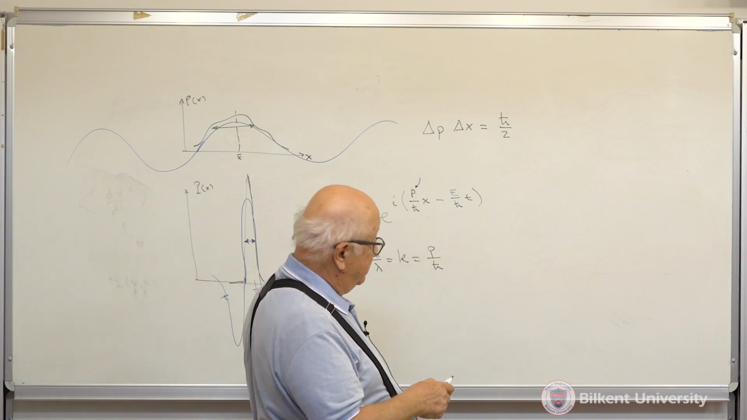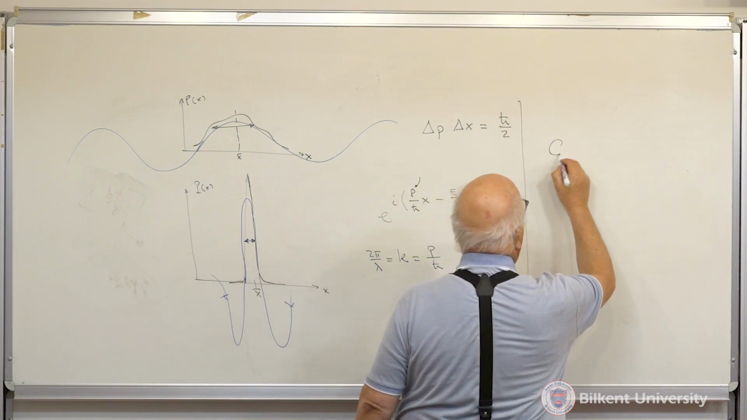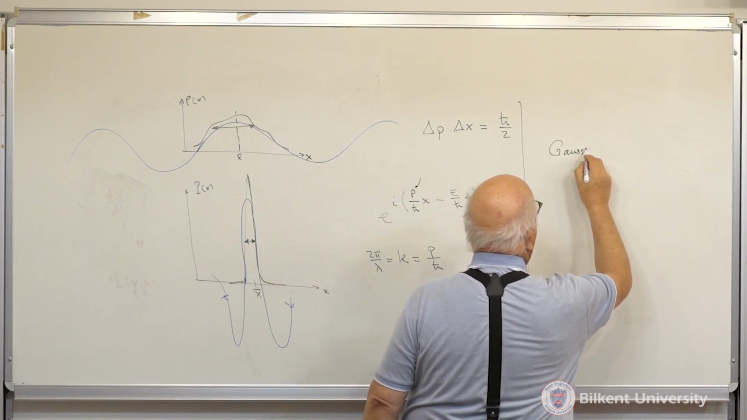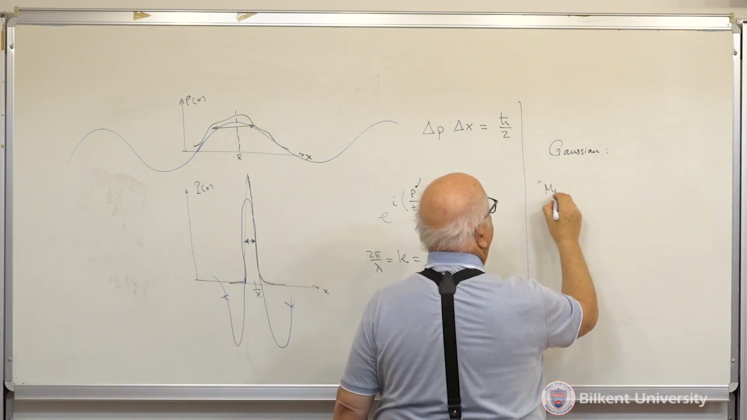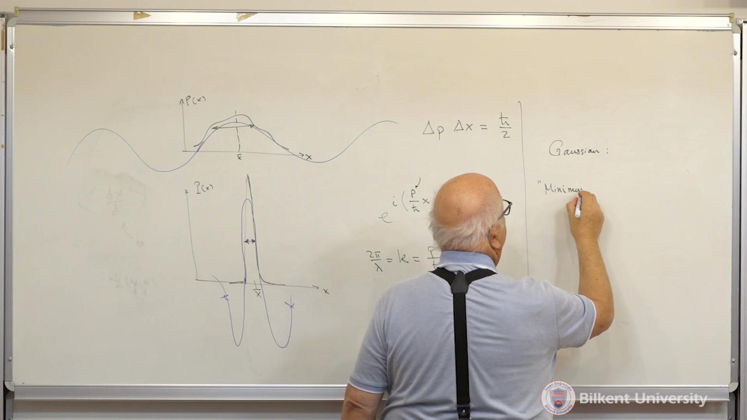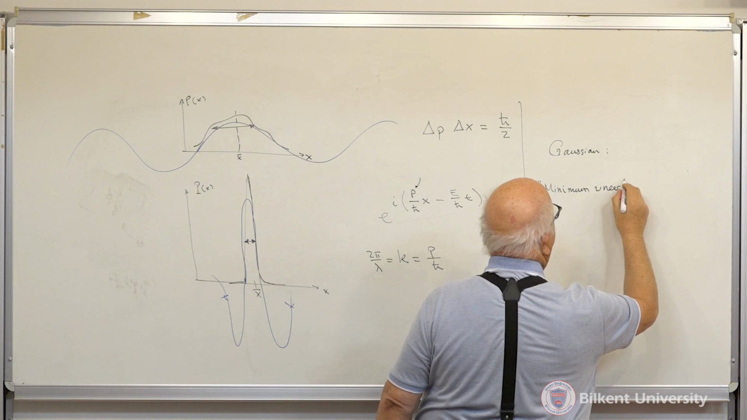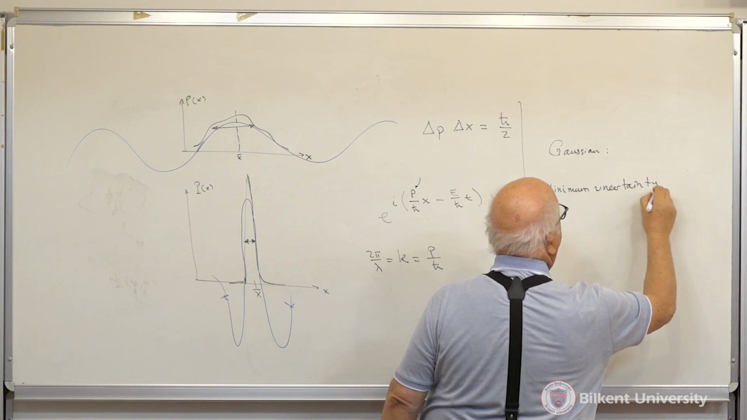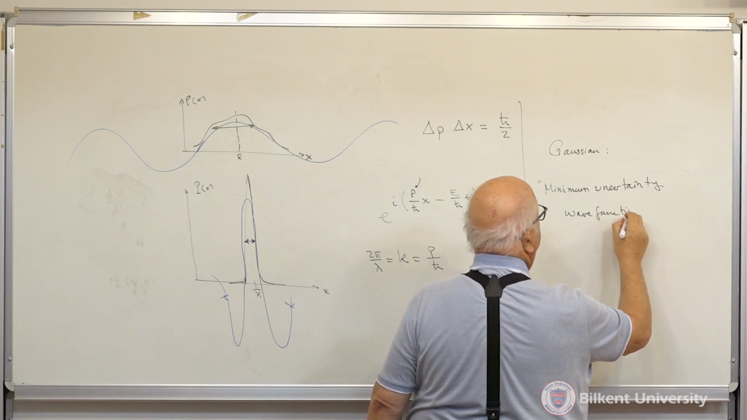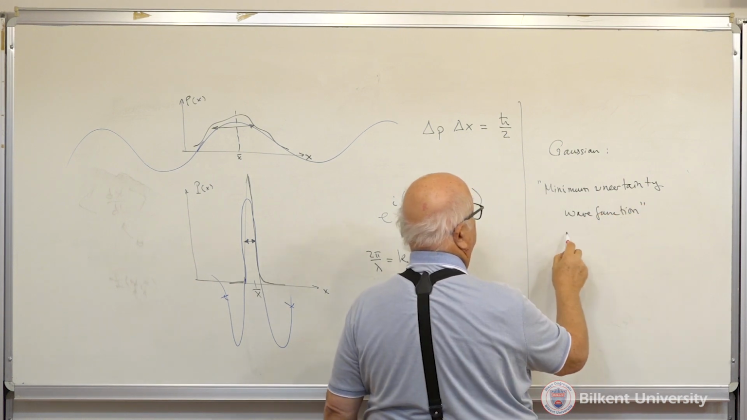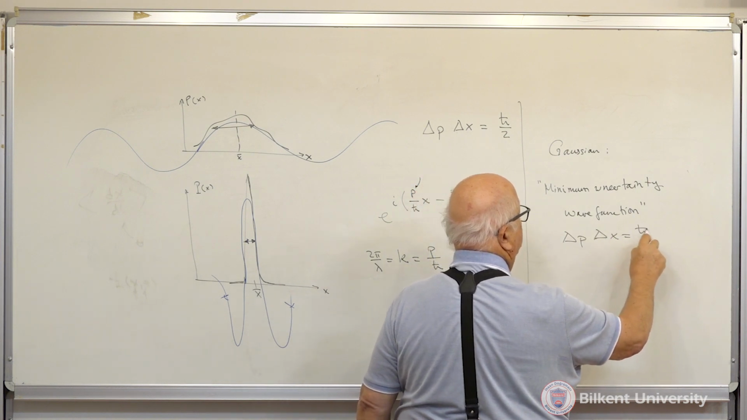In fact, the Gaussian wave function is called the minimum uncertainty wave function. Okay, so that corresponds to delta p delta x equal to h bar over 2.